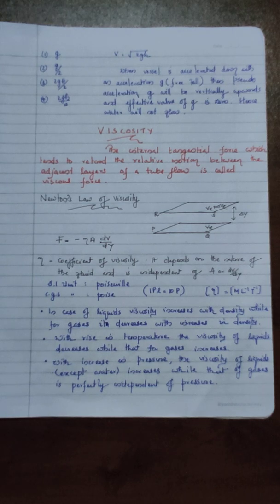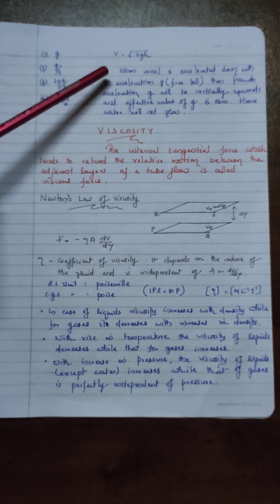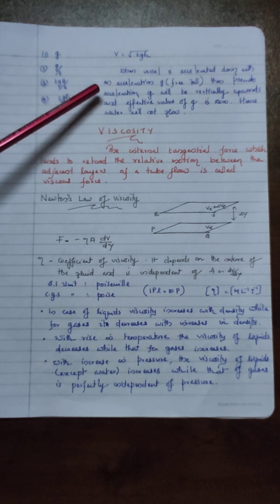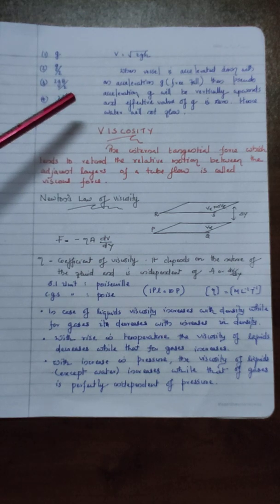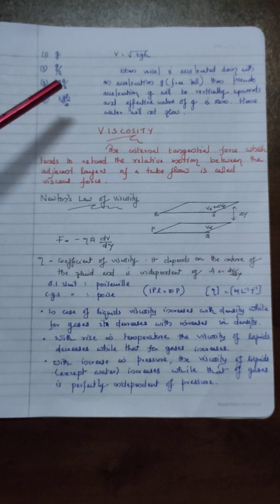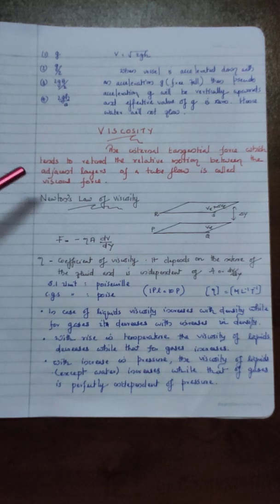Look at the choices carefully, please. And we know v equals root 2gh. When the vessel is accelerated downward with an acceleration g, then the pseudo acceleration g will be vertically upward, and the effective value of g is 0, and hence the water will not flow. So this is the freely falling condition. That is a very good concept.